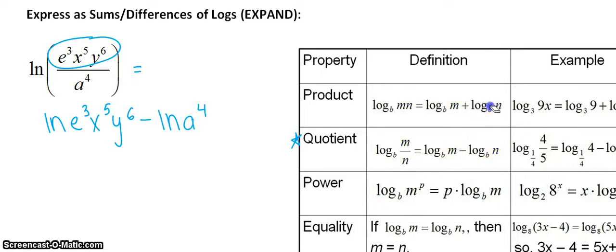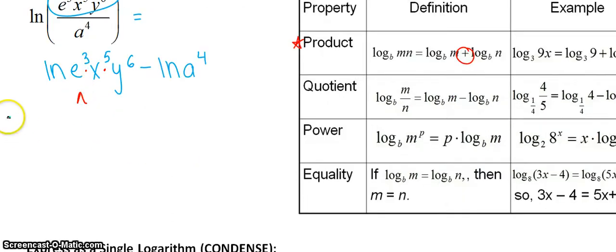Okay, now I want to keep going until I can't use any of these rules anymore. So to expand even further, I can use something called the product rule. So the product rule says if you multiply the arguments, you can break them up into their own logs and add each log with its own argument. So these are all technically being multiplied. I'm going to go ahead and break that up. So this is equivalent to the natural log of e to the third plus the natural log of x to the 5th plus the natural log of y to the 6th. And there's nothing being multiplied here. It's just a to the 4th, so I'm going to leave that as it is.